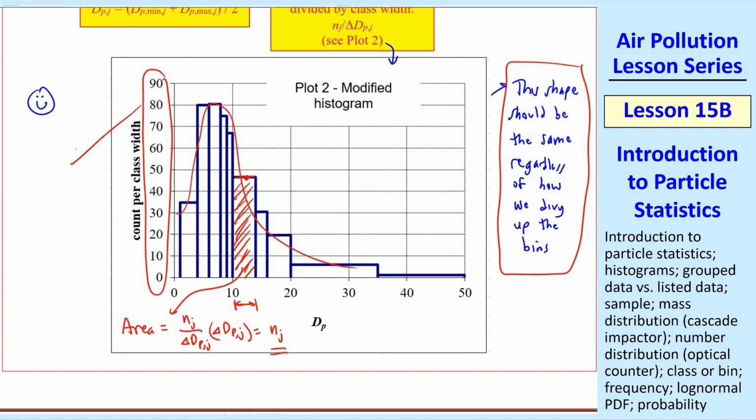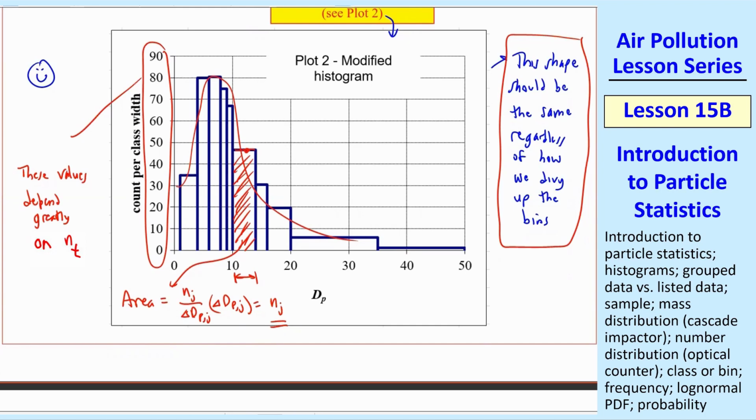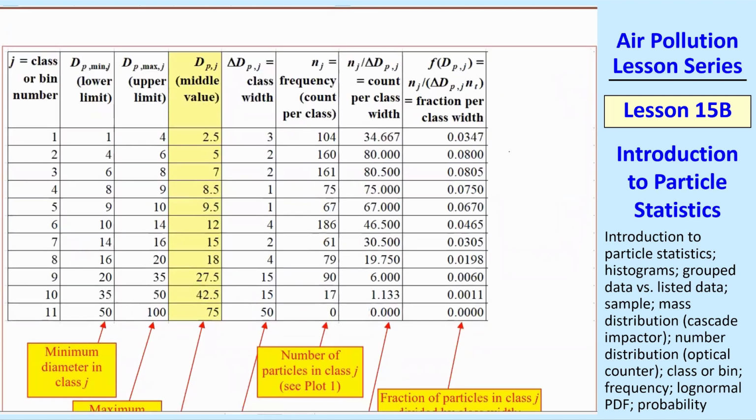Well, that's nice. It gave us a nicer looking histogram. But the problem is that these values depend greatly on NT. For example, if I sampled twice as long, instead of an upper limit around 80 here, my upper limit would be around 160. Everything would be doubled. So let's do a further modification to correct for that.